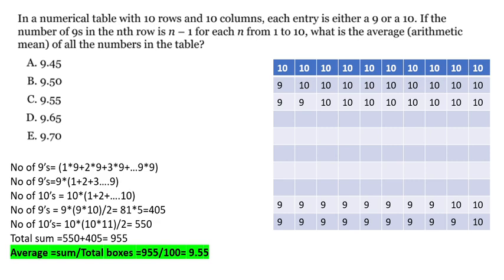So summing both of these up, you get the sum of all digits in this 10 by 10 matrix as 955. So the average here would be 955 divided by 100, which is 9.55. And why take 100? Because you have 100 boxes in this 10 by 10 matrix. So your answer is option C, 9.55.